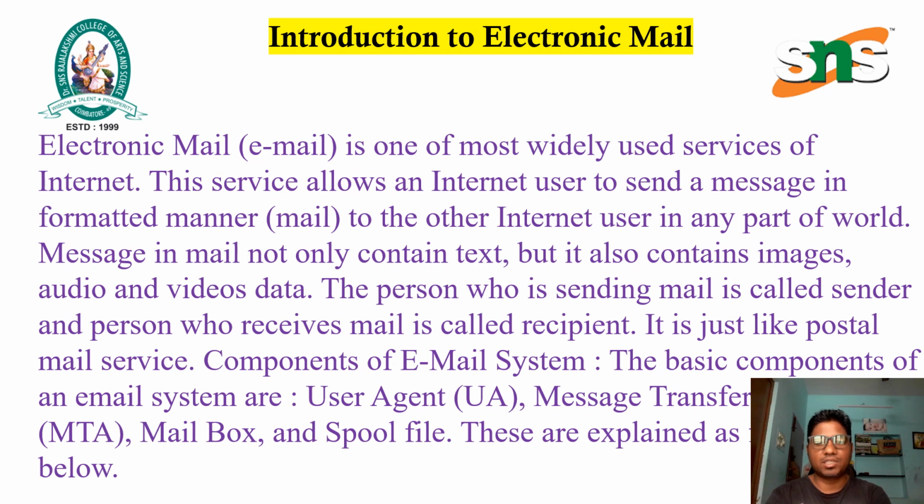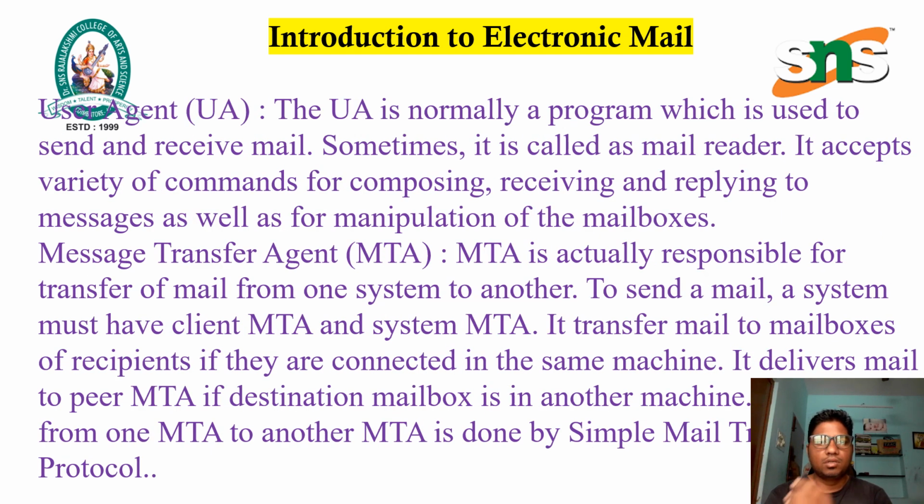Components of the email system. The basic components of the email system are the UA, user agent, message transfer, and mailbox and spool file. The user agent, UA, is normally a program which the user uses to send and receive mail. Sometimes it is called a mail reader. It accepts a variety of commands for composing, receiving, and replying to messages as well as for manipulation of the mailboxes.